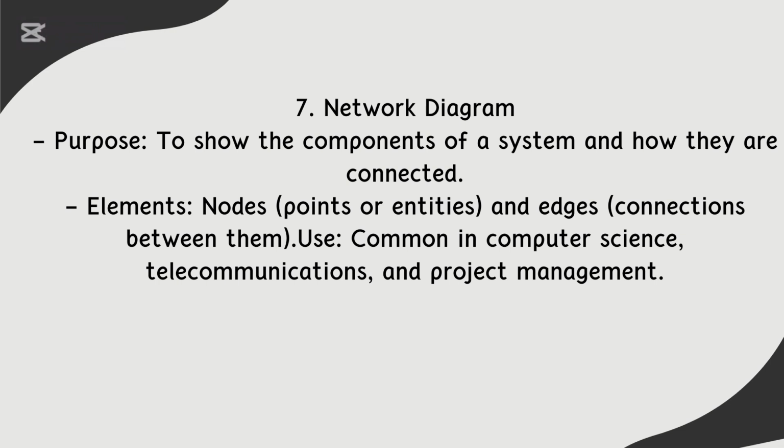The second to last is the network diagram. The network diagram is used to show the components of a system and how they are connected. It has nodes, which are points or entities, and edges for the connections between them.